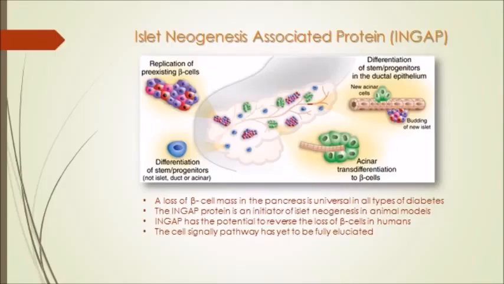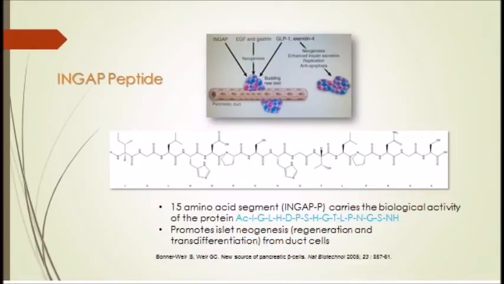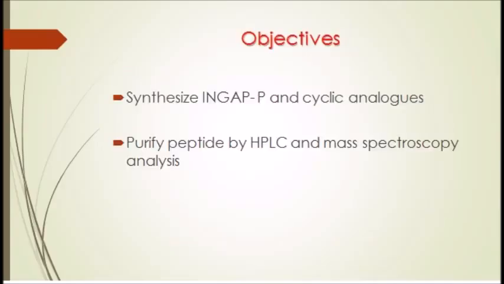I am synthesizing the 15 amino acid sequence of the protein that carries the biological activity. This sequence here is called INGAP-P. It also promotes islet neogenesis. The objectives of my research are to synthesize INGAP-P and cyclic analogs, and to purify the peptide by high-performance liquid chromatography and mass spectroscopy analysis. First, let me discuss the synthesis.